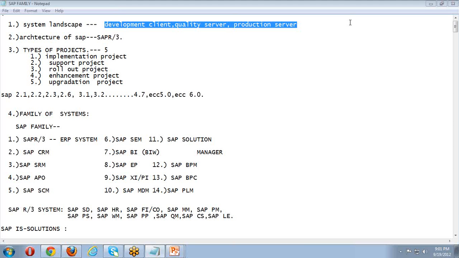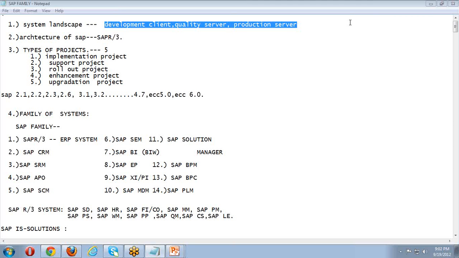These functional objects are stored in a different package, and technical objects are stored in a different package, and these packages are transported to the quality server by the basis consultants. At the quality server, you have a testing team who are responsible to test the objects, to find out the issues, to find out the bugs. And this testing team most of the time will work on manual testing only. Though automated testing is available in the market, SAP suggests going for manual testing.